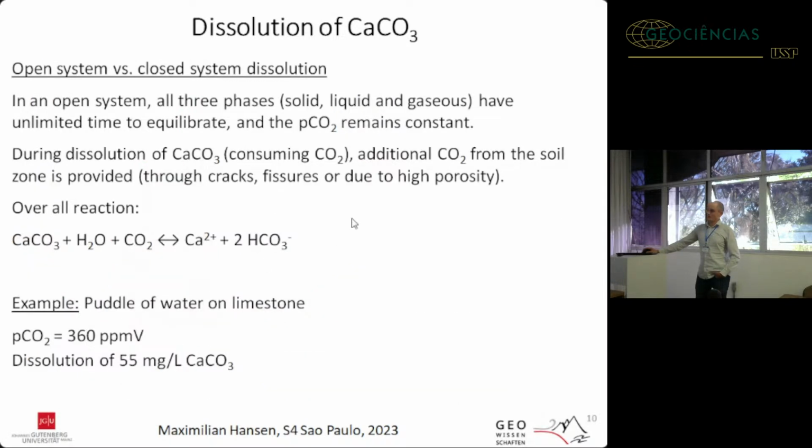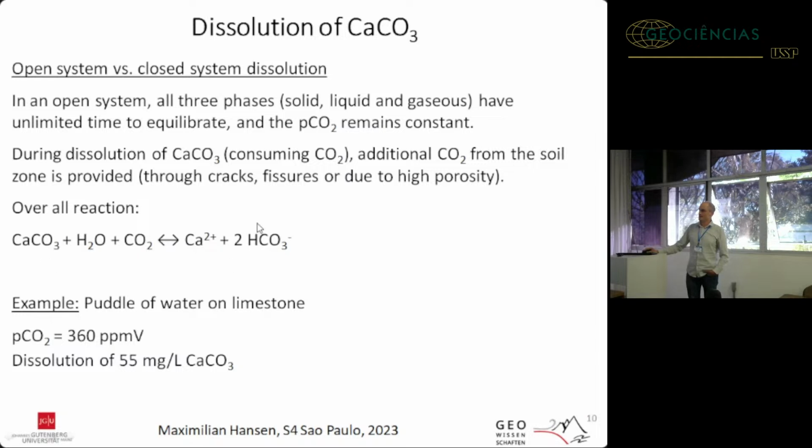One of the important things is the open or closed system conditions. Open system conditions would mean that all the three phases would be in equilibrium, and they had unlimited time to equilibrate with the PCO2, and the PCO2 remains constant. That means in particular that during the dissolution of calcium carbonate, the CO2 will be consumed from the solution. Additional CO2 from the soil is provided to the solution through cracks, fissures, or due to high porosity.